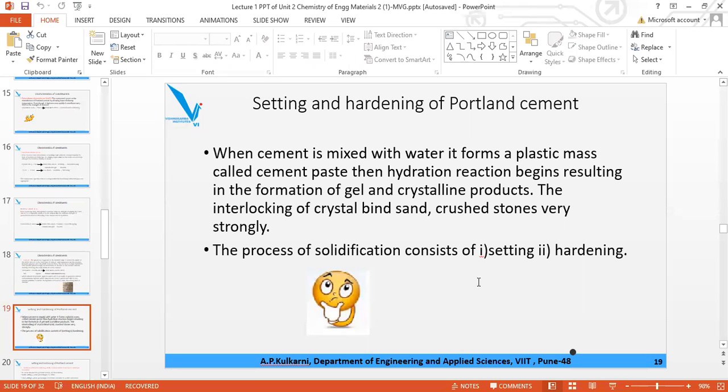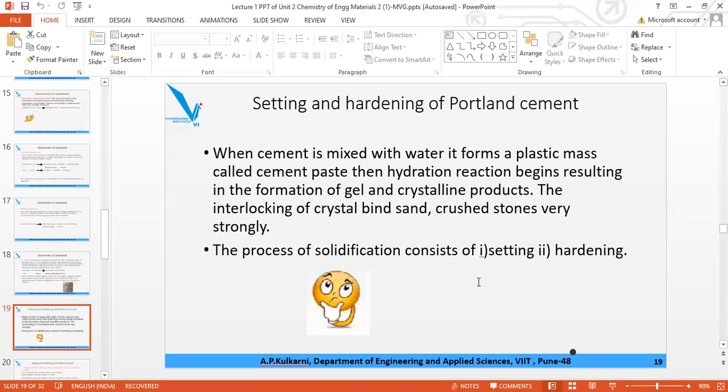What is done after taking the paste? If you add the water, a plastic paste is formed. Plastic means it is soft, but slowly and steadily the softness will decrease and it will turn to a hard mass. That is called stiffening. So that particular process in which, after adding the water, stiffening of the plastic mass takes place, is called the initial setting. Initial setting takes 1 day because we are adding the gypsum.